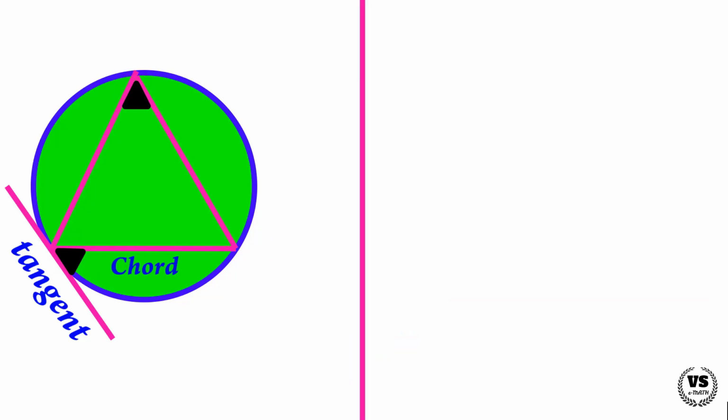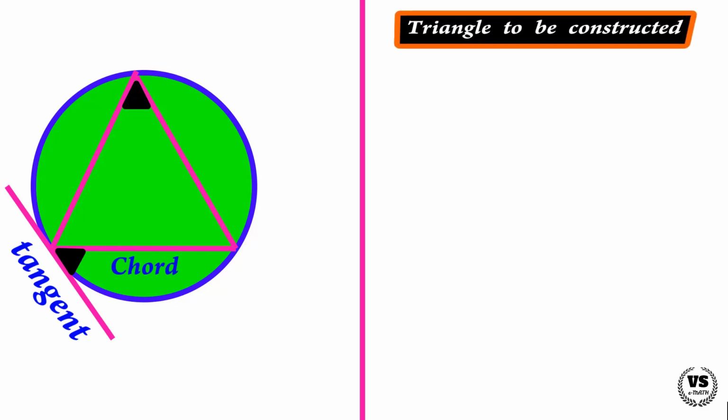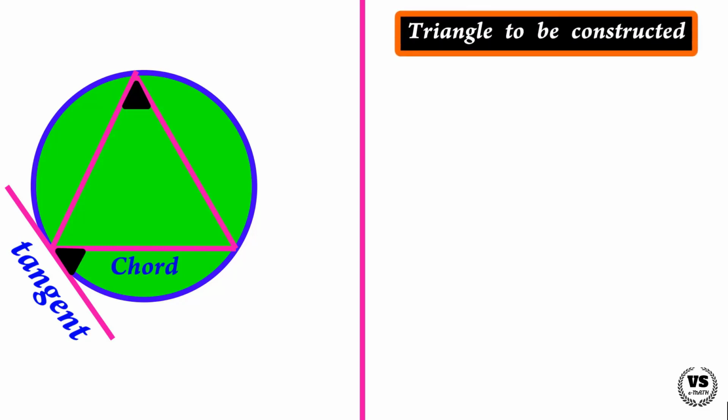When you observe these two videos, you could find a circle with a given radius, a chord, and a tangent. But in our problem, we cannot follow the same order. We have to take a different route. First, we have to draw the chord. The length of the base of the triangle is nothing but the length of the chord.